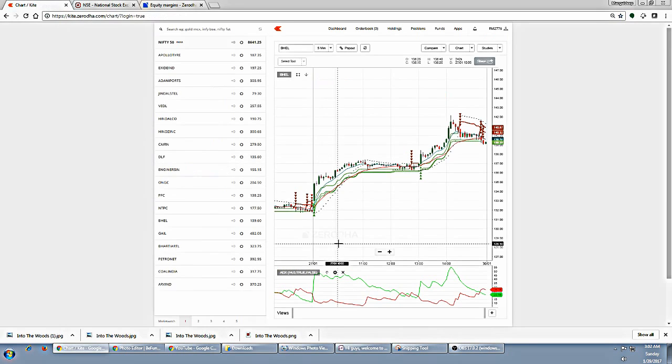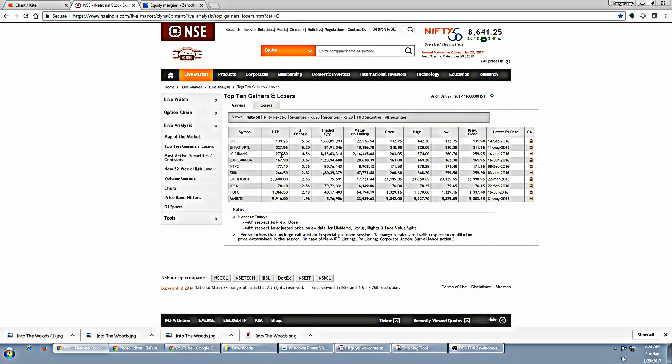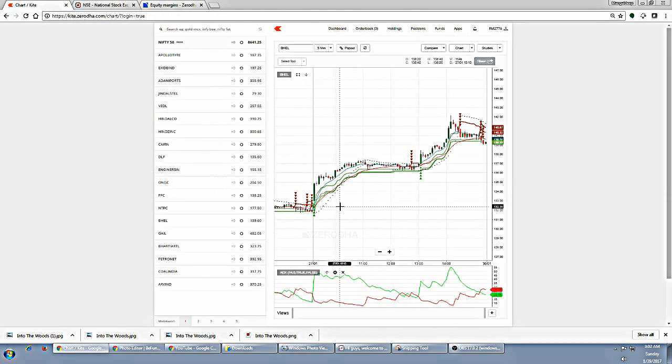Now you enter the trade here. You follow the NSE site. You see BHEL as the top gainer. The percentage change is more than 1.9%. So you decided that okay, fine, I want to enter this trade. You entered. Now let's say for example you entered at 135. Now last Friday it went till 142.